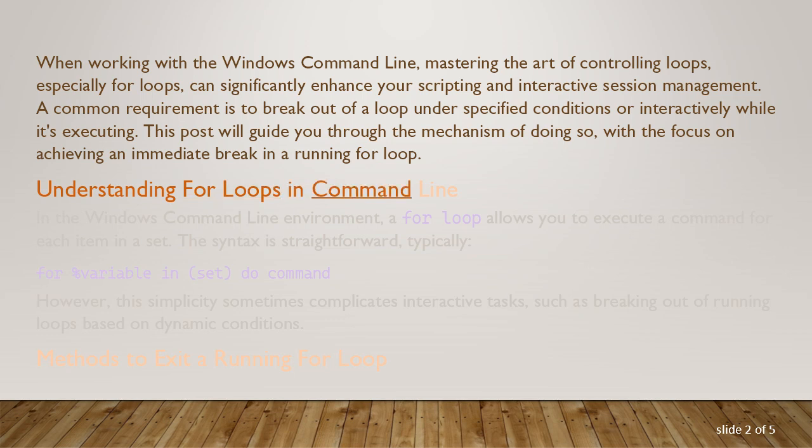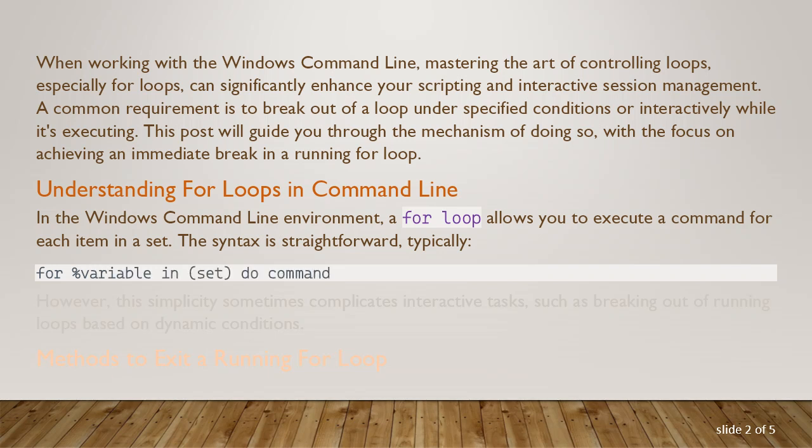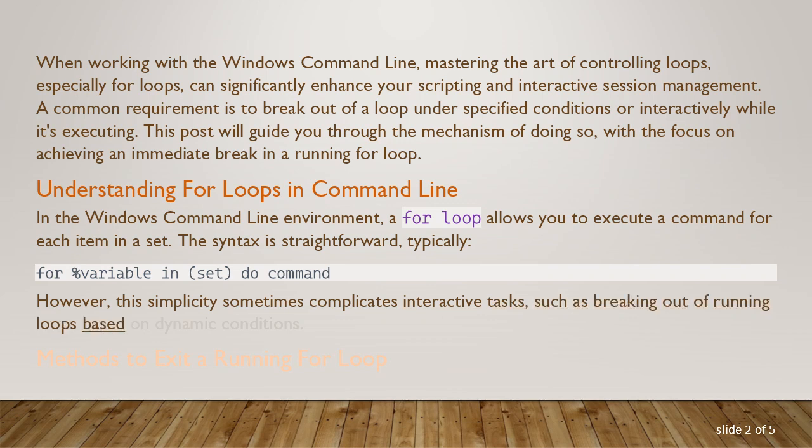Understanding for loops in command line. In the Windows command line environment, a for loop allows you to execute a command for each item in a set. The syntax is straightforward, typically. However, this simplicity sometimes complicates interactive tasks, such as breaking out of running loops based on dynamic conditions.